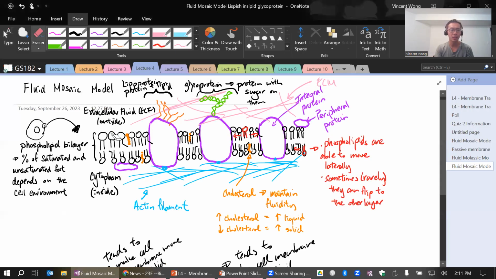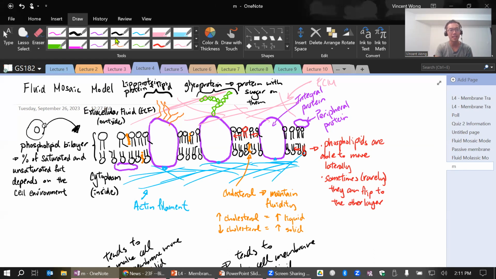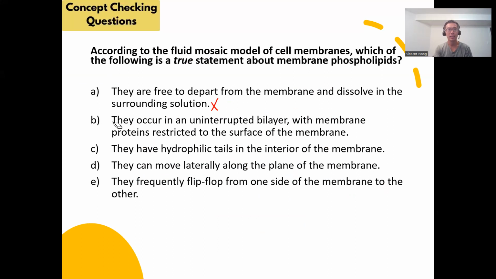What this is saying is, one of these phospholipids, maybe they don't like it to be there, and then they just walk away. They just go into the surrounding solution and dissolve, right? Of course, that's not going to happen because if it did, your whole cell membrane would basically dissolve and fall apart, right? Okay, so that's not true.